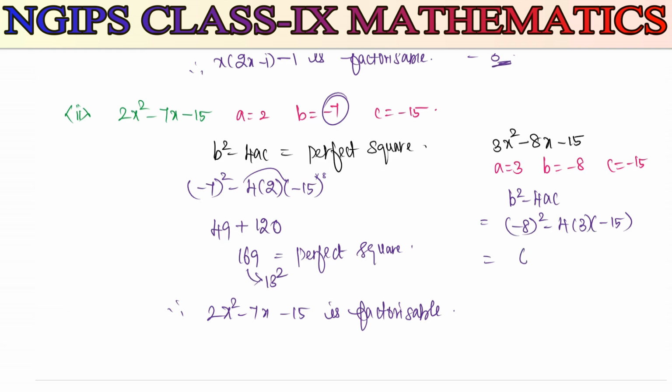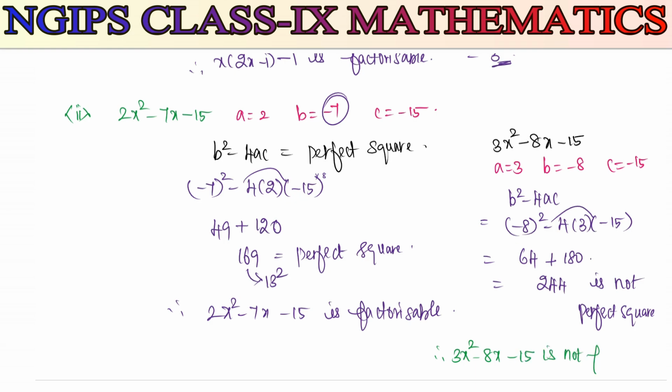So 8 square value it is 64 plus, so minus into minus it will be plus. 4 3s are 12. 12 into 15 we will get 180. So 64 plus 180 will get 244. So 244 is not a perfect square, then you can write here: therefore 3x square minus 8x minus 15 is not factorizable.